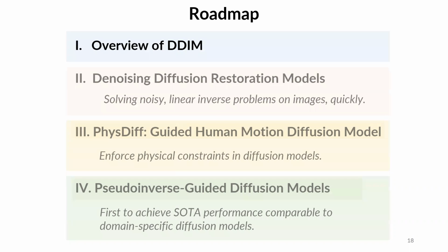So our roadmap today is like this. First, I will give an overview of diffusion models. This is mostly to have a brief discussion over what a diffusion model is, and this is used as context for the following works. Next, I'm going to talk about a work called Denoising Diffusion Restoration Models, DDRM, which tries to solve noisy linear inverse problems on images with very good efficiency. And this was accepted at NeurIPS last year.